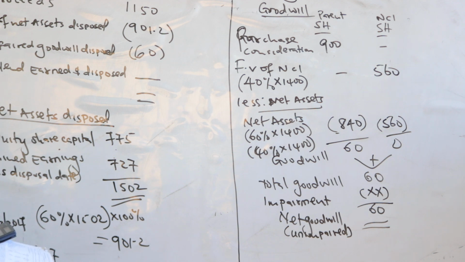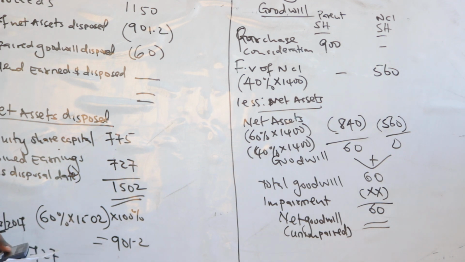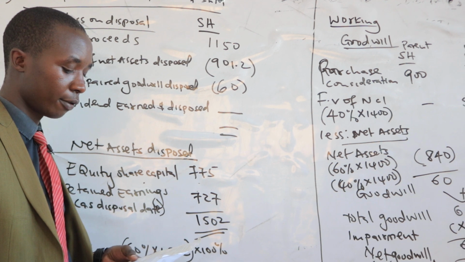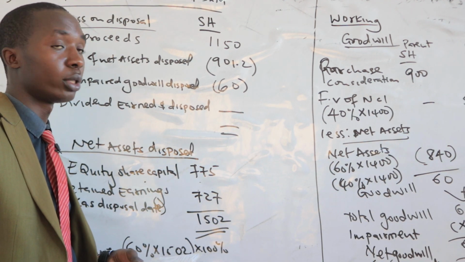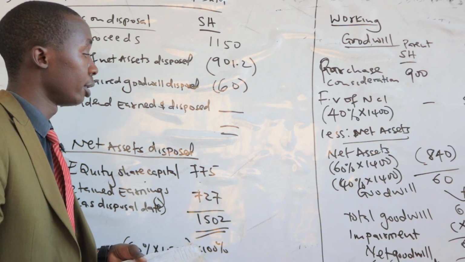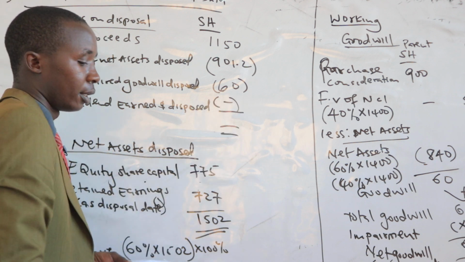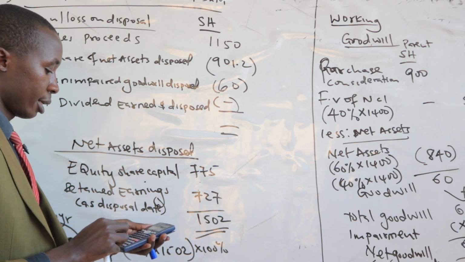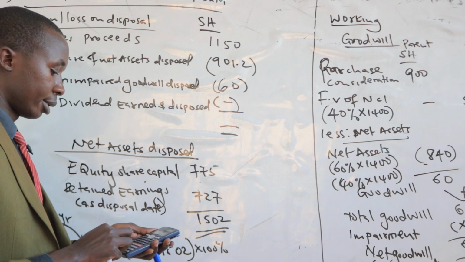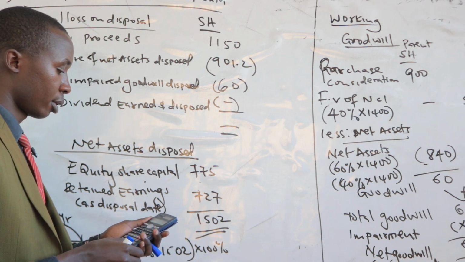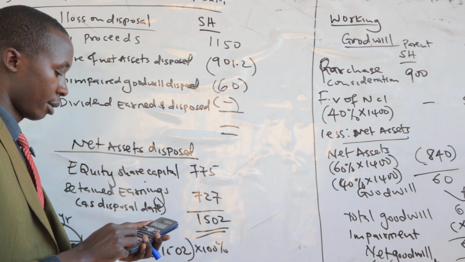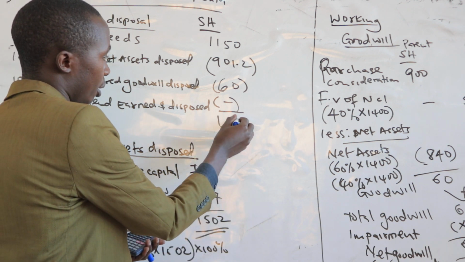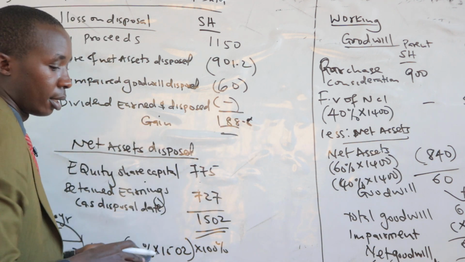So according to the last part of that, that is dividend earned and disposed. So on additional information number 5, the only investee company which paid dividends to the parent is F. S never declared any dividends. So in that case, if I take my 1150, I subtract 901.2, I subtract 60, I'm supposed to get 188.8. So that is again.